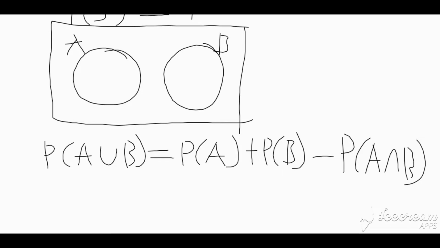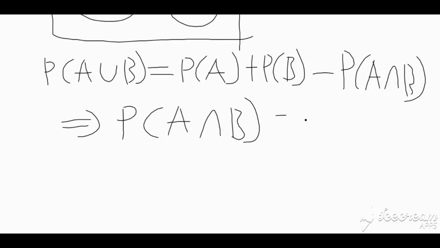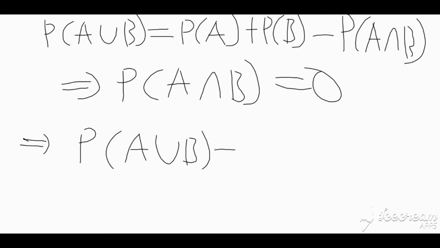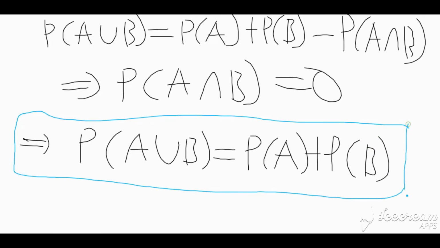So this would imply that the probability of A and B would be equal to 0. How does that affect this formula? This would mean that the probability of A or B would be equal to the probability of A plus the probability of B. Alright, so this is a formula that would come out of mutually exclusive events. Now, we cannot use this formula unless we know for a fact that these events are mutually exclusive.